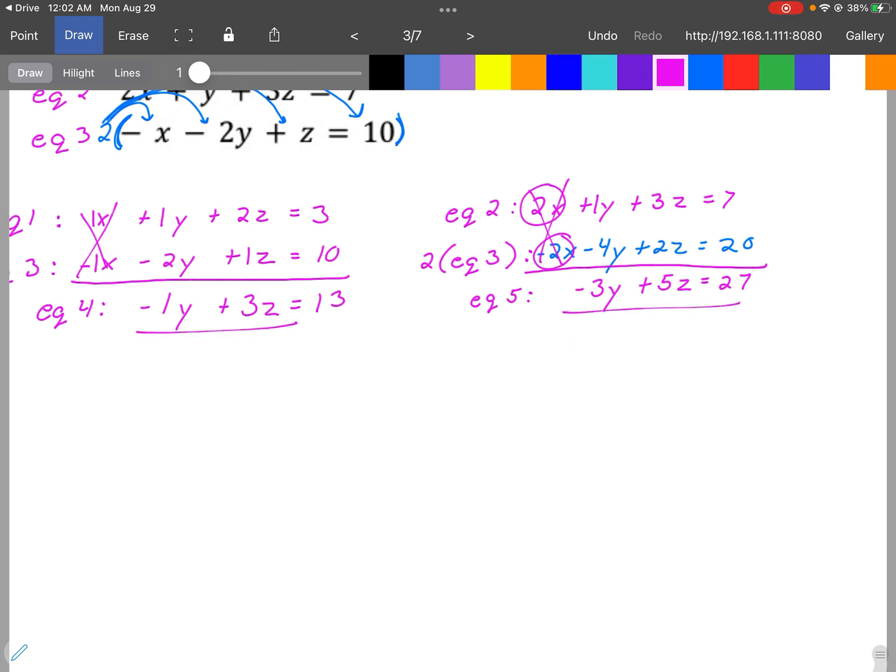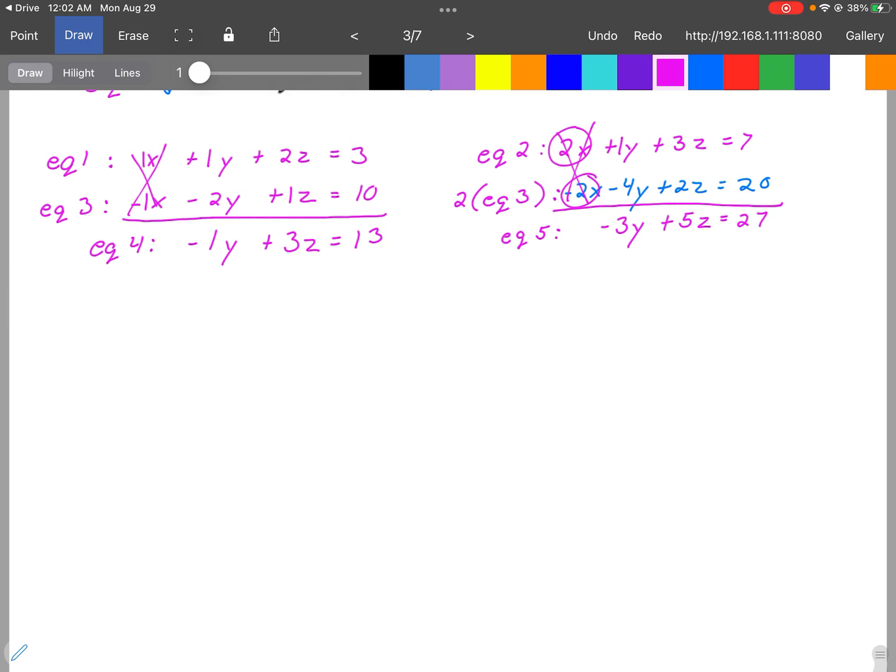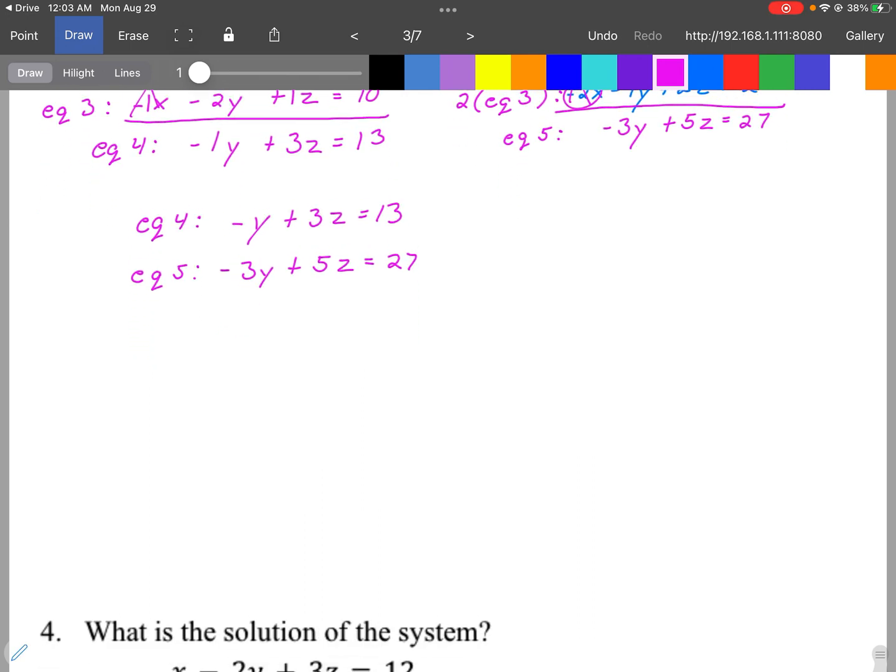I now have two equations that have the same two variables, y and z. The x's are gone in both of them. So now I'm going to rewrite that as a new system. So equation 4 was negative y, or you can leave the 1 in front of it if you'd like, plus 3z equals 13. And then equation 5 was negative 3y plus 5z equals 27.